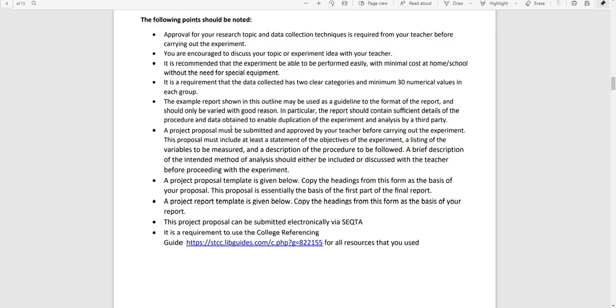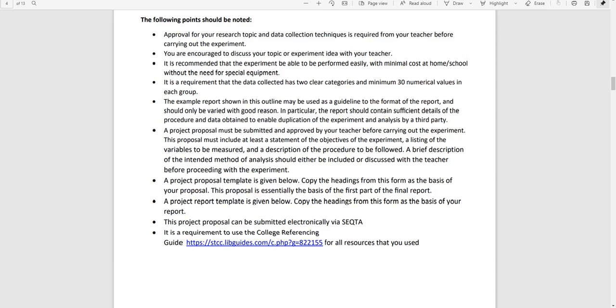Project proposal must be submitted and approved by your teacher. It must include a statement of objectives, listing the variables you're going to measure. So if you say, I'm going to throw paper airplanes, then my question is going to be, well, what are you measuring? And if you say, how far the plane flies, I'm going to say, cool, what unit of measurement are you using? And then you'll say, I'm going to be measuring in meters with 2 decimal places. And I go, excellent. So you've got to be really specific with what units of measurement you're using for this task.